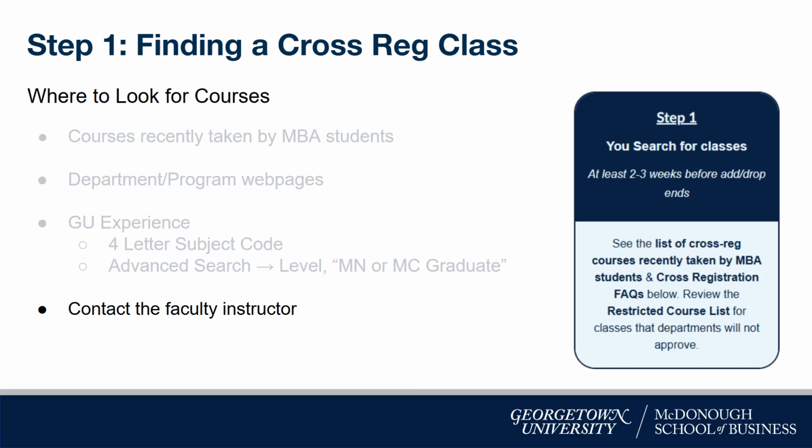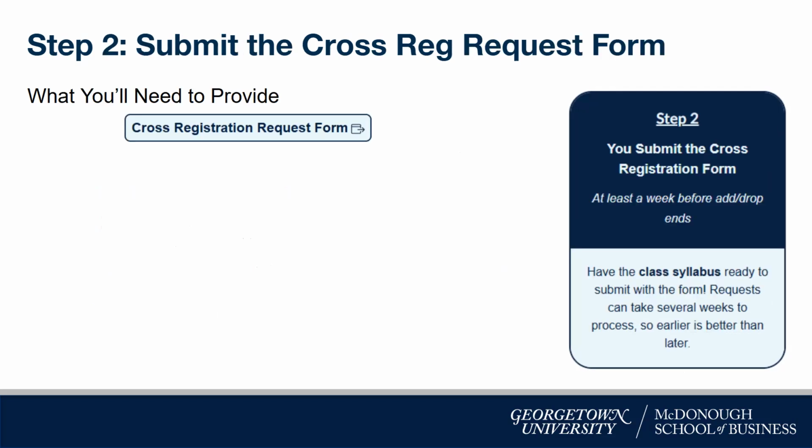If you find a class that you think you may be interested in but want to know more, you can always reach out to the faculty instructor. As part of the request process, you'll need a copy of the syllabus, which usually requires reaching out to the faculty anyway. As a reminder, not every Georgetown class will be available for cross-registration for a variety of reasons. However, by exploring these various resources, you should be able to find some course options to help you personalize your MBA experience. The next step in the process is submitting the request form, which you will find a link for on the Canvas cross-registration page.